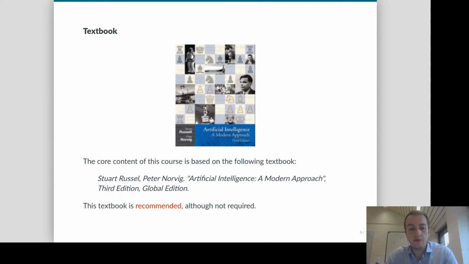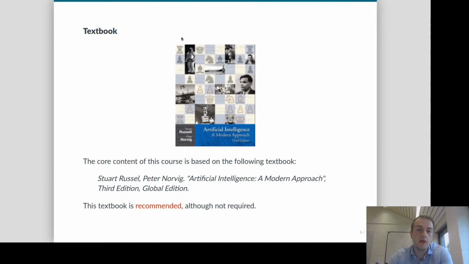The textbook for the course is the following. Most of the content is based on this book, and the title is Artificial Intelligence: A Modern Approach. We are using the latest version, so the third edition of the book. I really recommend you to have this book. This is not strictly required. I think all the content that you need is in the slides that I present, but if you are more comfortable with long textual explanations of the concepts that we'll see, this is really a good reference to have.